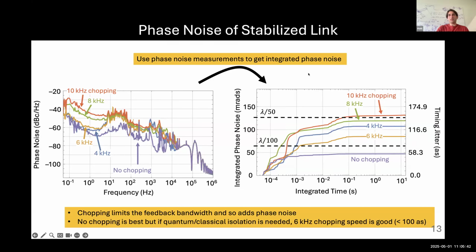What we're really interested in is this integrated phase noise, which I've also scaled as timing jitter here. Chopping is adding a little bit of noise. But we've seen that we can do pretty well with choosing the right chopping speed. At 6 kilohertz or so, we're less than 100 attoseconds, and that's for quite a long time. What this tells us is that we can make measurements for seconds or tens of seconds at a time, and demonstrate quite low timing jitter.